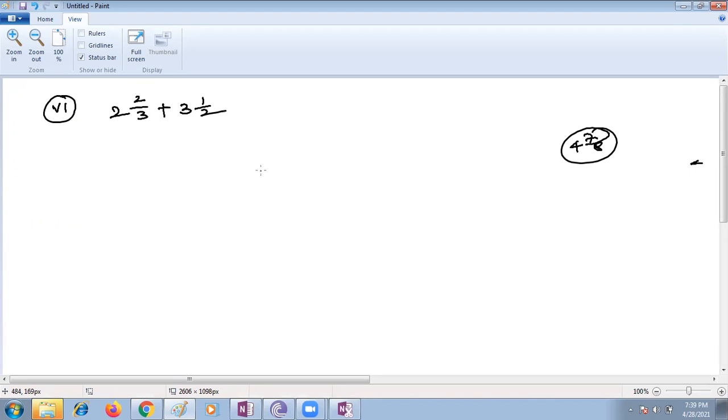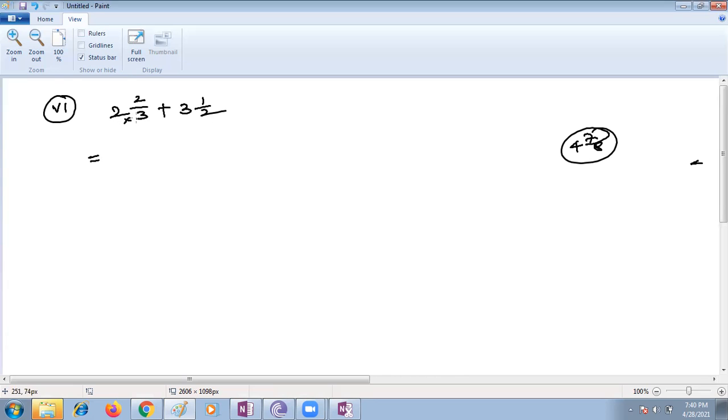The sixth one: 2 2 by 3 plus 3 1 by 2. What are we supposed to do here, Sahit and Vallabha? Both should respond immediately. In this case, we need to add mixed fractions. Can we directly add mixed fractions here? No, ma'am. We have to find the LCM, and the LCM is 6. Before going to the LCM, you have to convert your mixed numbers to improper fractions. The mixed numbers are denominator with whole part.